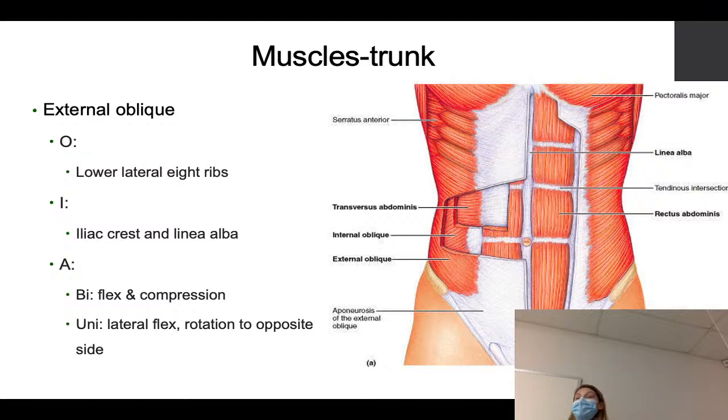The action, so bilaterally, when they both contract together, they will do flexion because they're on that anterior side, as well as that compression of the abdomen, so kind of tightening your core. Unilaterally, they will do lateral flexion, so going down to the side. And the external oblique is going to do rotation to the opposite side. So a right rotation will be the left external oblique.